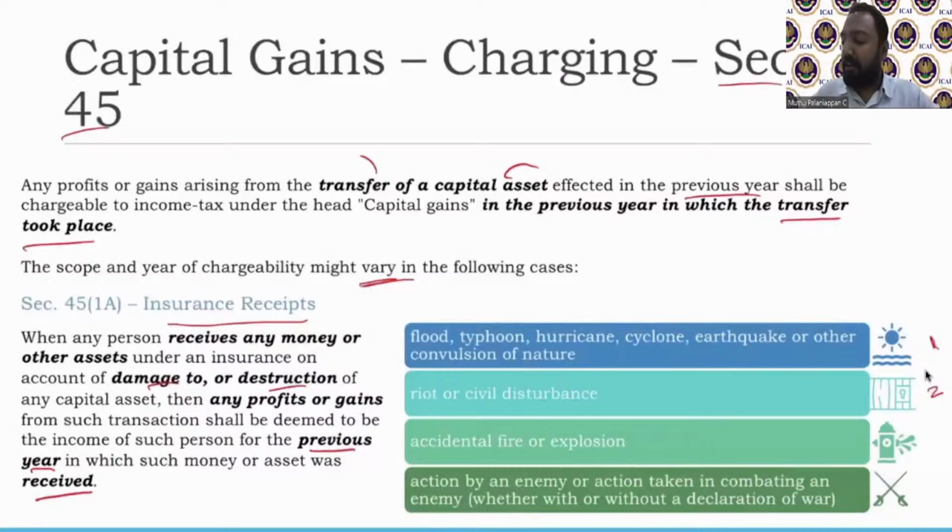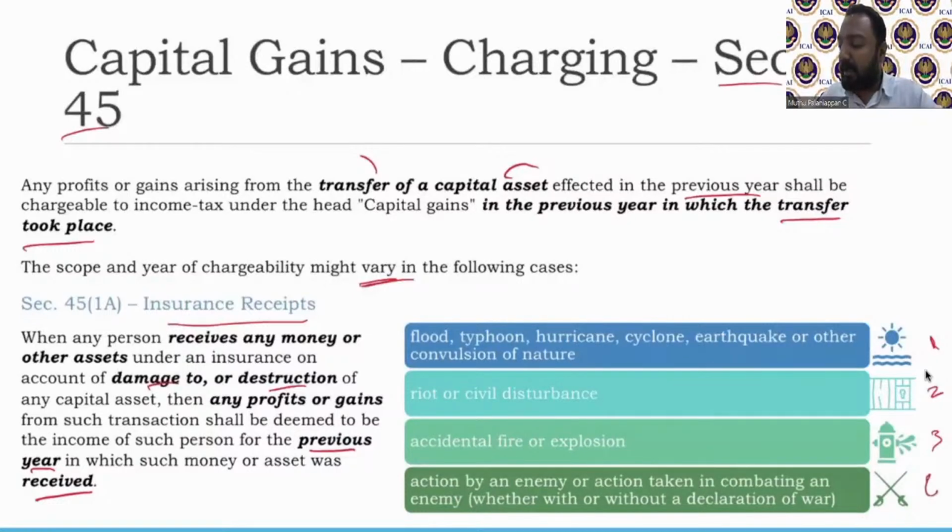Then accident, fire or explosion. We keep seeing this several times across the news. We see that a fire came up in this factory, that factory, and damaged so many goods. So accidental fire or explosion that damages a capital asset is also called damage or destruction.